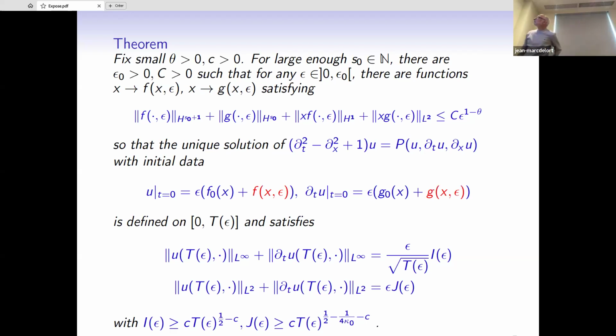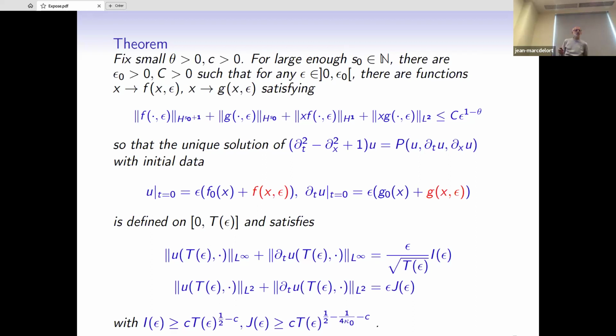Taking as the initial data small perturbations of the f0, g0 that we were given at the beginning, adding to each of them f of x epsilon and g of x epsilon. So these are small perturbations because of the assumption. And the theorem says that if we solve the problem with these initial data, then we get a solution which is defined up to the time capital T of epsilon. And at time capital T of epsilon, something bad happens, namely inflation.